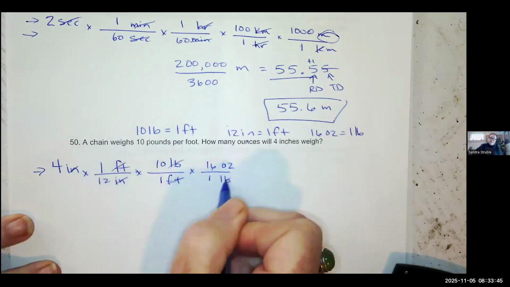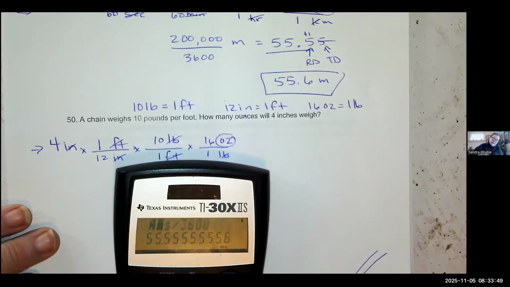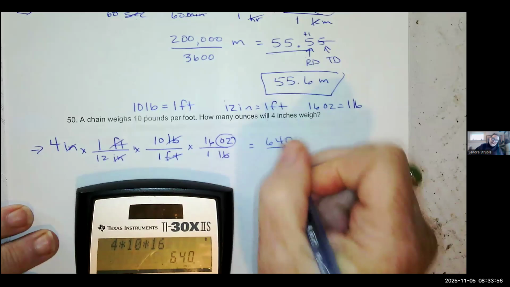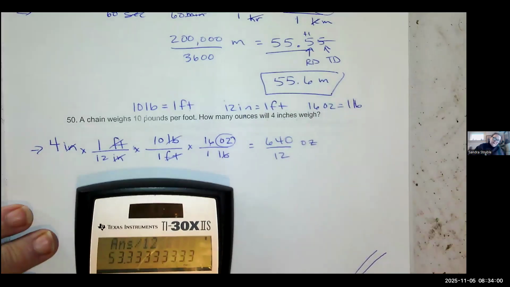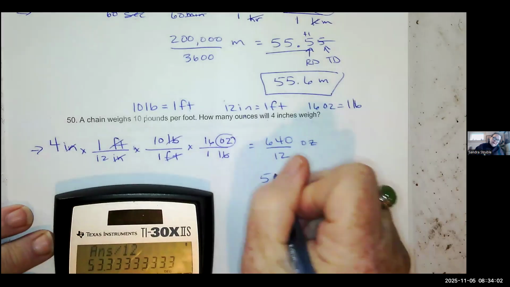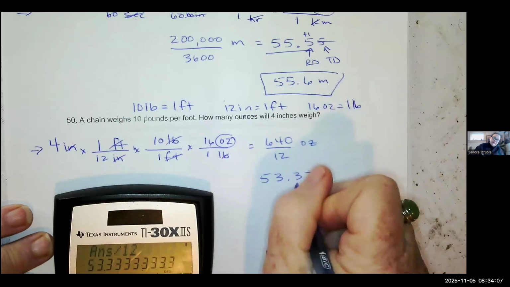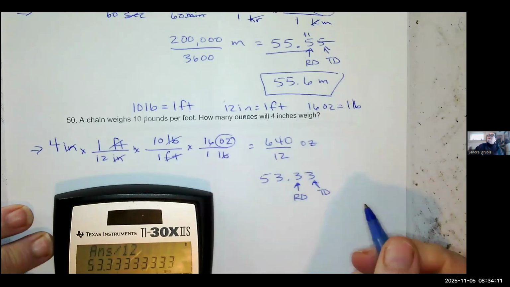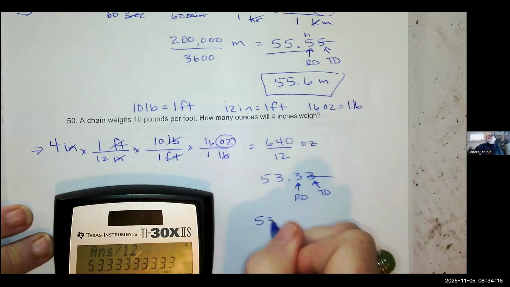4 times 1 times 10 times 16 is 640 over 12. And this is ounces. So divide that by 12. And I get 53.33. I'm going to round this to the 10th place. It doesn't tell me, so I'm going to go ahead and do that. There's my rounding digit. There's my test digit. Because my test digit is less than 5, it goes away and nothing happens to my rounding digit. So 53.3 ounces.